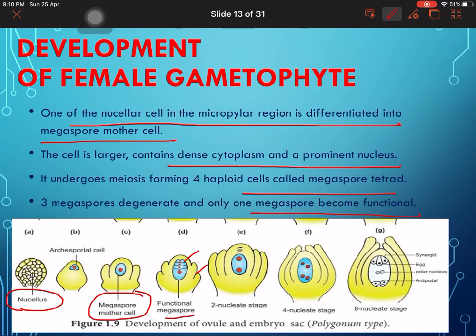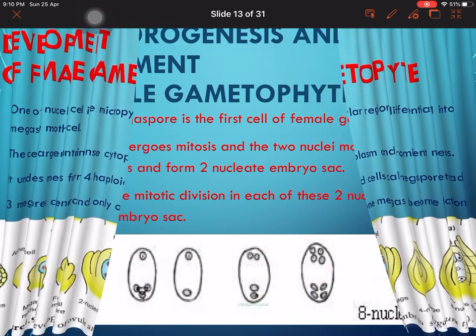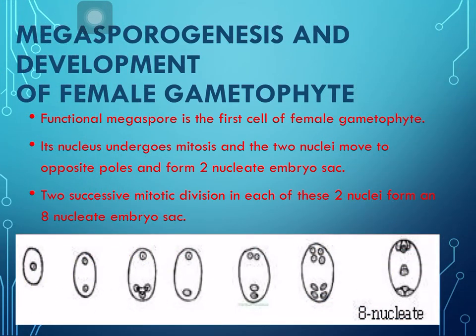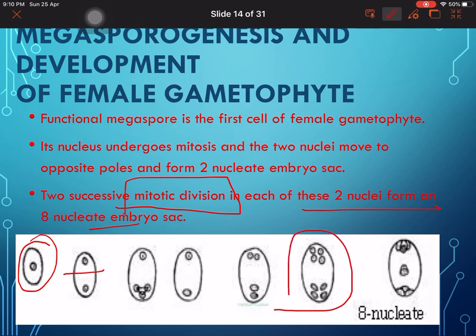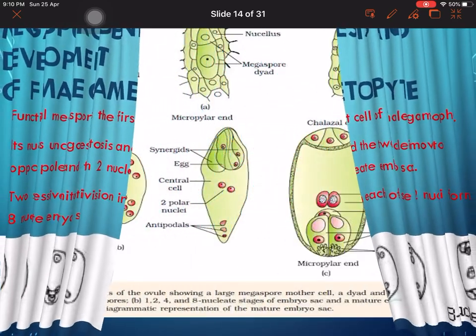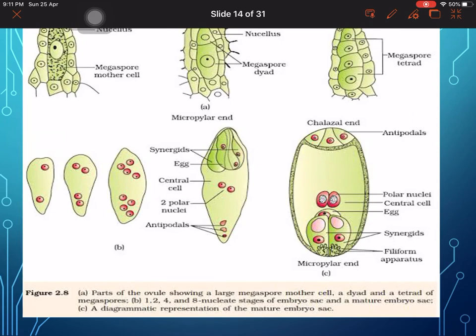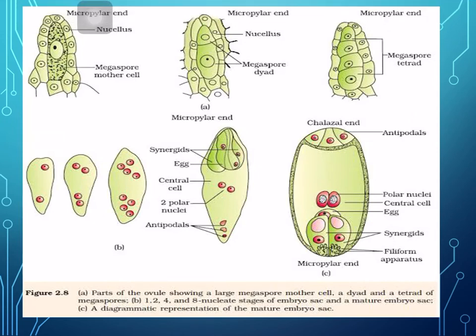The upper 3 will degenerate, then it will go to the 2-cell, 4-cell and 8-cell stages, which we'll see in the next slide also. Clearly we'll understand how this is happening. The functional megaspore is the first cell of the female gametophyte. Its nucleus undergoes mitosis, so 2 nuclei form, and 2 successive mitotic divisions in each of these 2 nuclei form 8 nuclei. So 2 successive mitotic divisions result in the formation of this 8-nucleate embryo sac. This is how the female gametophyte is formed, megasporogenesis, and this is the structure given in your NCERT also. These are very important.